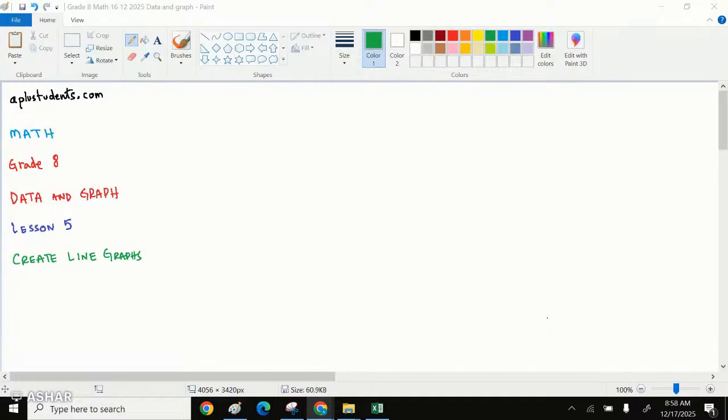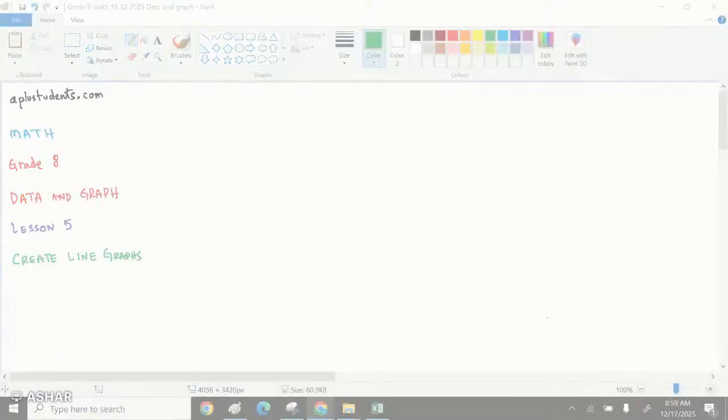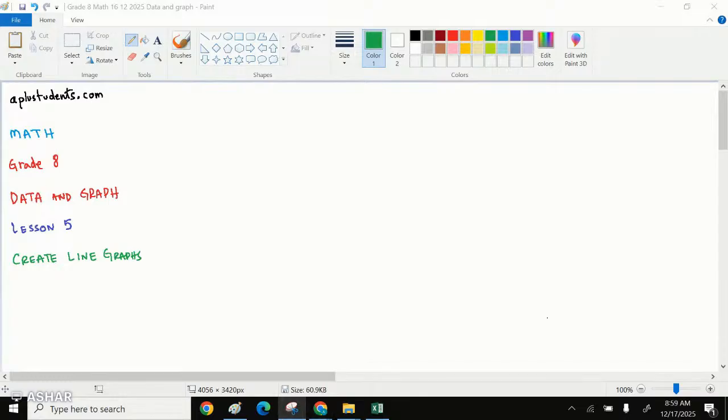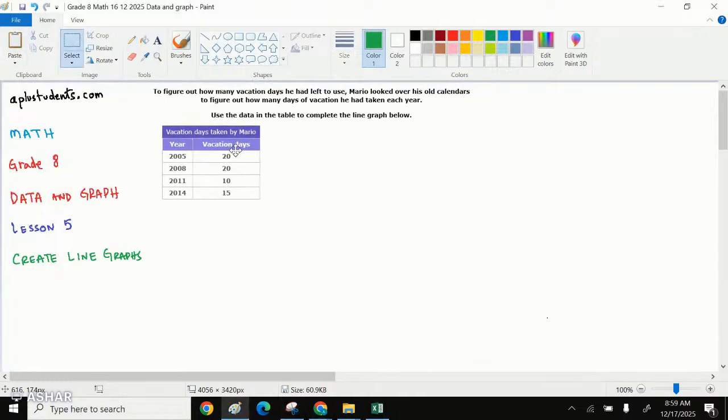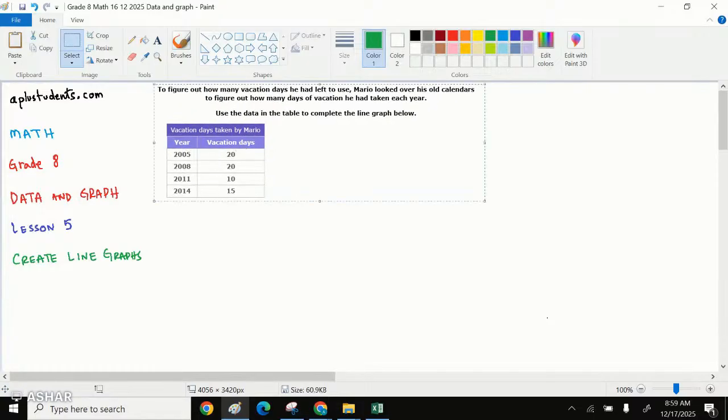So the question says, I'll put down the screenshot of the question so that it's easier for us to understand. So this is the question that we have. When we're reading the question, the first time we just read the question, and the second time, we mark what is important.